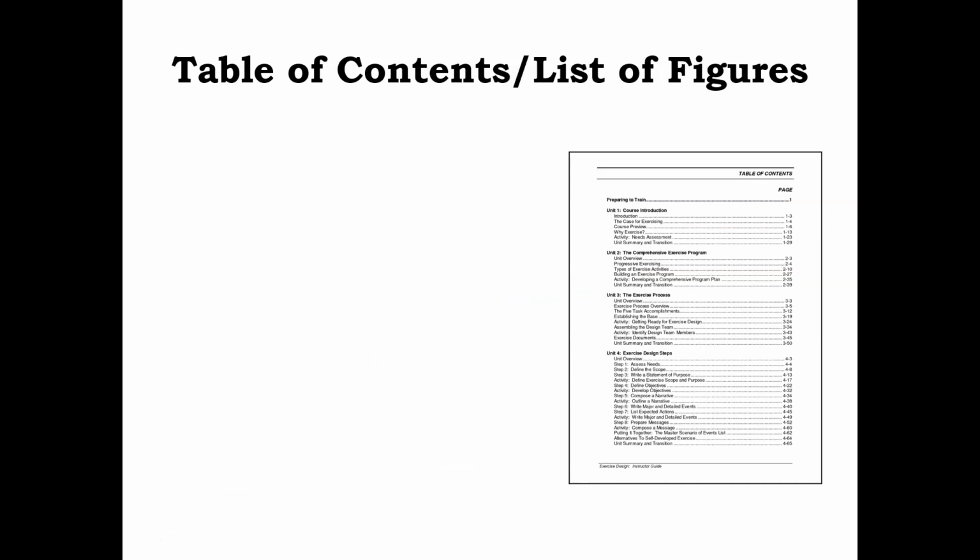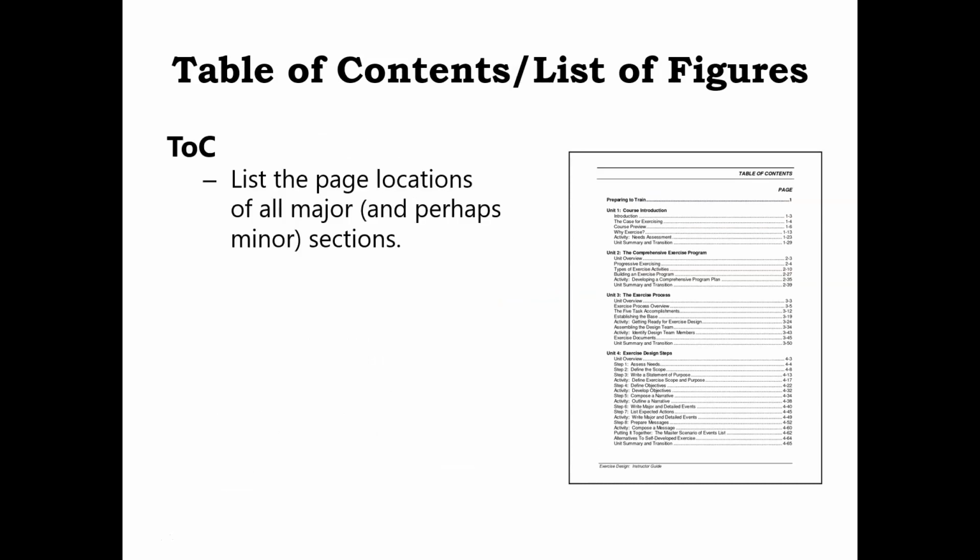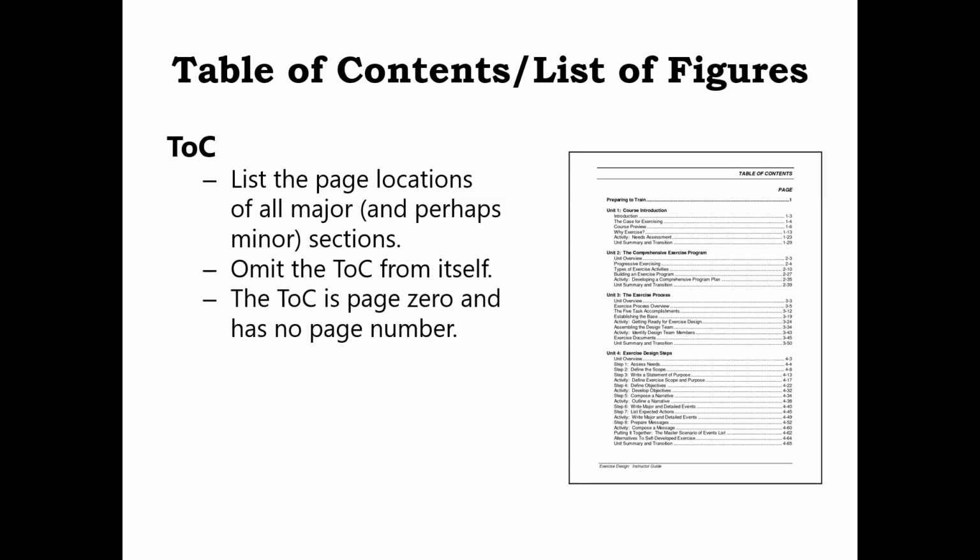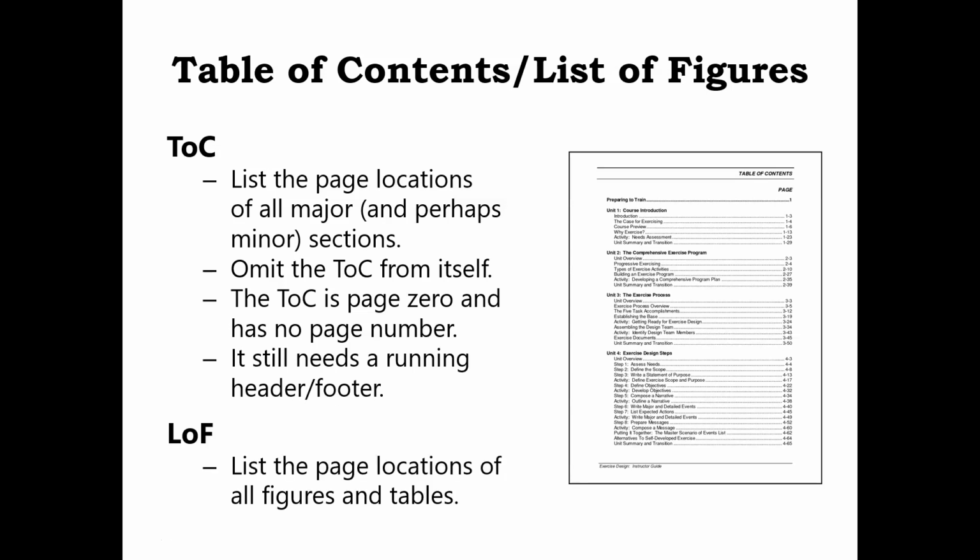The table of contents and list of figures section. The table of contents tells the reader where everything is. You've used these before many times in books, I am sure. You're going to list the page and the locations of all major sections, and depending on how you format it, maybe the minor sections. Please note the TOC does not go in itself. The TOC is page 0. It doesn't have a page number, but it does have the same running header and footer as the rest of the document.